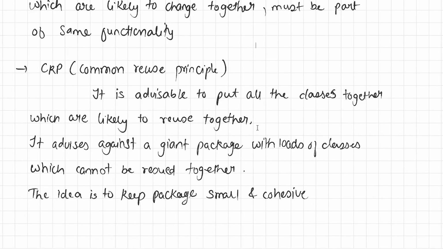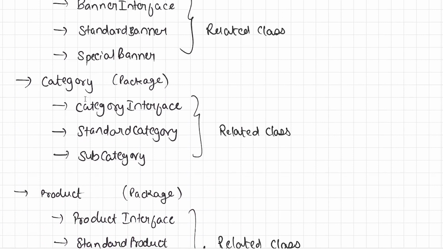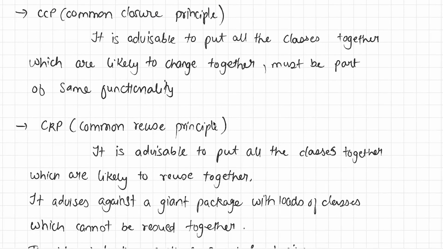Now the second principle is the common reuse principle. This principle suggests putting all the classes together which are likely to be reused together. According to this principle, we should avoid a giant package with lots of classes. Instead, we could create a small package so that we can store all the related classes in that package only. As you have seen in the previous example, here we have created a small package and you can see that these packages are cohesive. This means all the classes that are related to each other are placed in this package. So these are the two principles which you should take care about while creating a package.